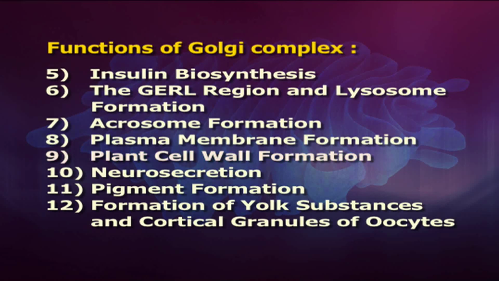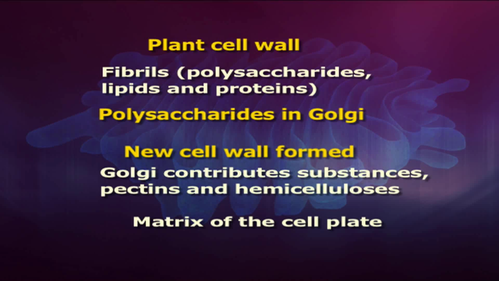Plant cell wall formation. Plant cell walls are made up of fibrils which predominantly contain polysaccharides, some lipids and proteins. The polysaccharides are formed in the Golgi complex and transferred to the new cell wall which is being formed. The Golgi complex also contributes the substances, pectins and hemicelluloses, which form the matrix of the cell plate.